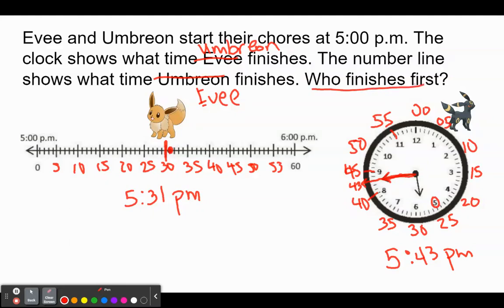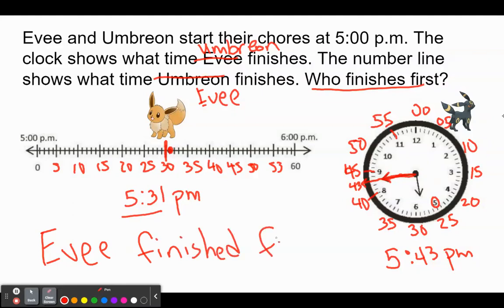So who finishes first? Well, Umbreon finished first. Umbreon finished at 5:43. So I'm going to go ahead and write my sentence. Umbreon finished first.